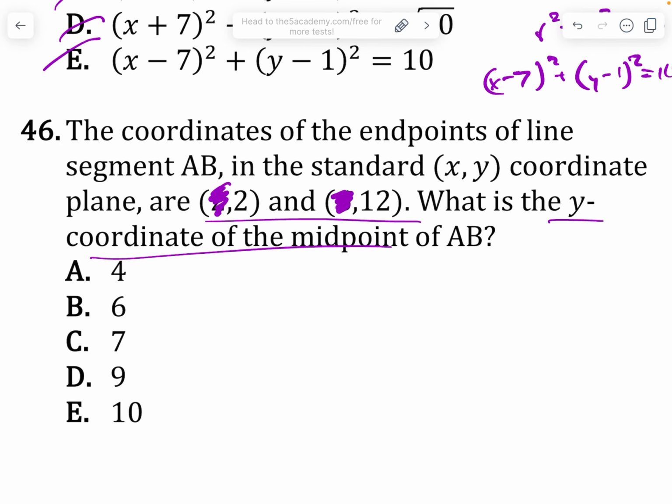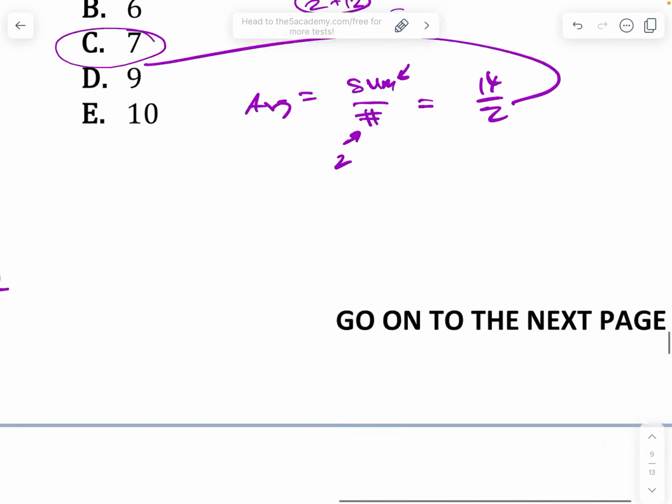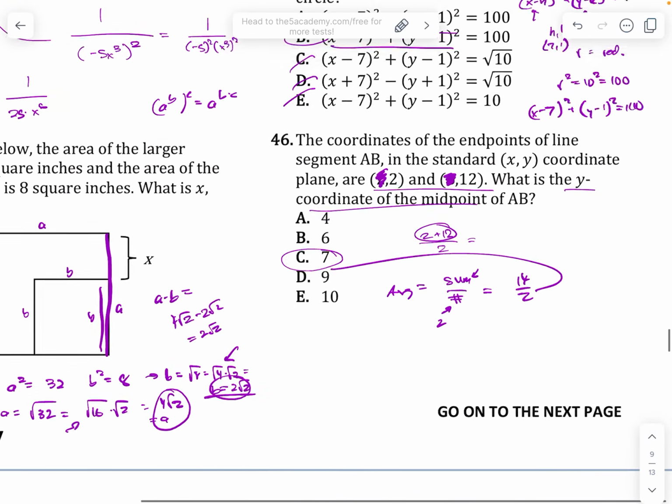So if I'm asked to find the average y coordinate, forget the x's here. What's the average between 2 and 12? It's 7, right? You could do 2 plus 12 divided by 2. Remember, average formula is equal to sum divided by number of numbers. Sum, we'll add them together. Number of numbers is 2. 14 over 2 is equal to 7.